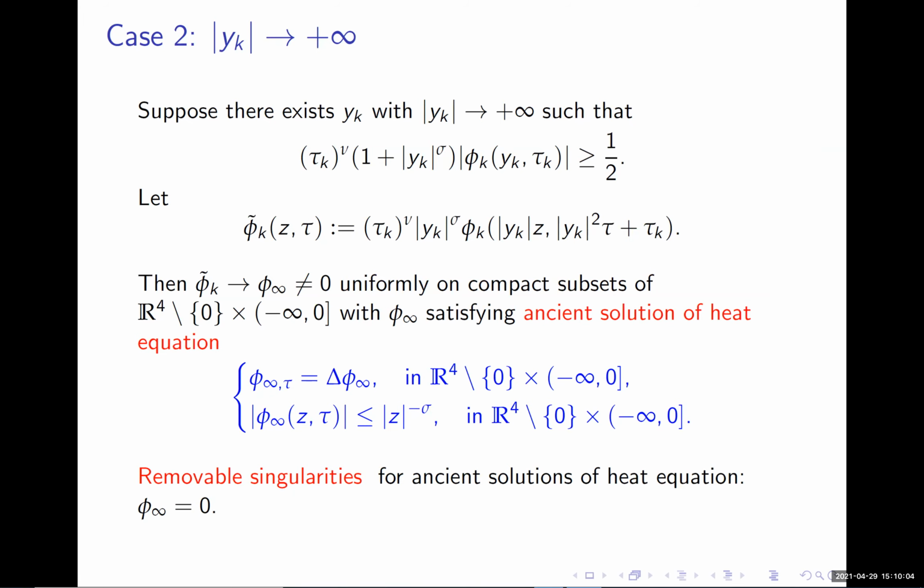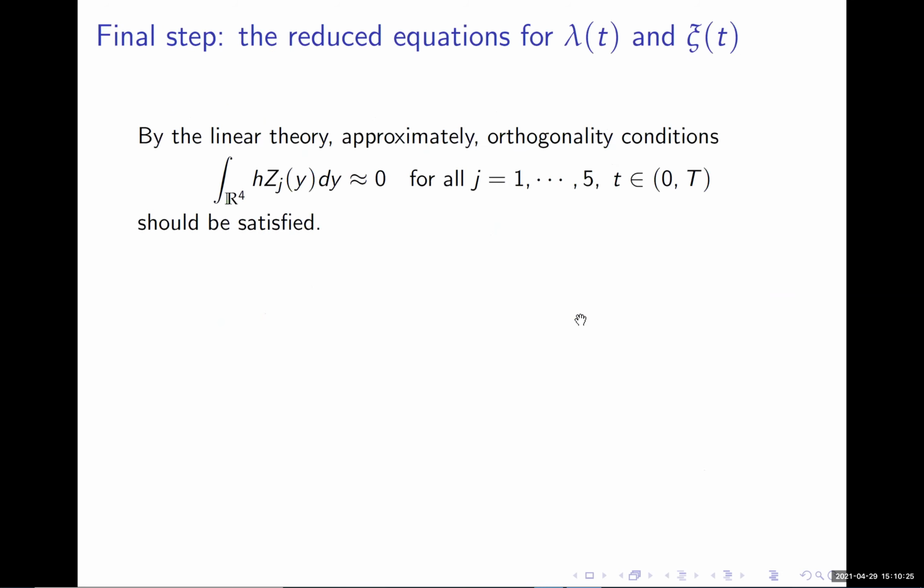Is tau_k also a sequence? It's a sequence where your maximum is attained, your time. So tau_k will not converge to zero, right? No, tau_k converges to infinity. So you get the ancient solution. I see, so you're going back. Yes, you get the ancient solution. Okay, thank you.